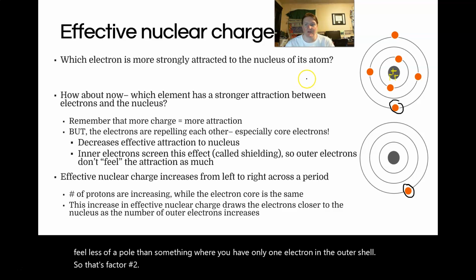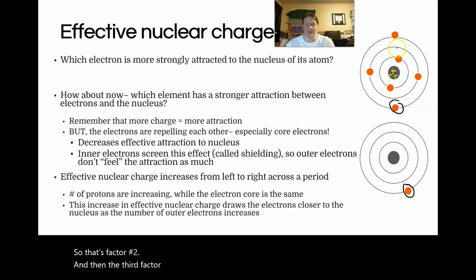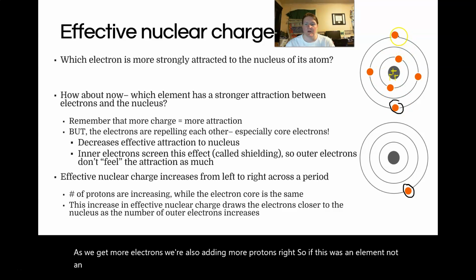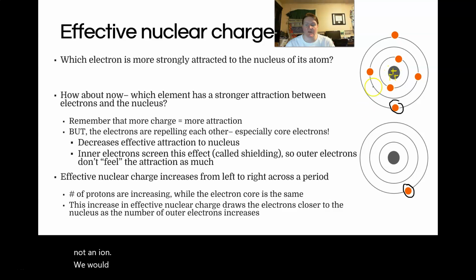And then the third factor is as we get more electrons, we're also adding more protons, right? So if this was an element, not an ion, we would have 6 protons in the center.